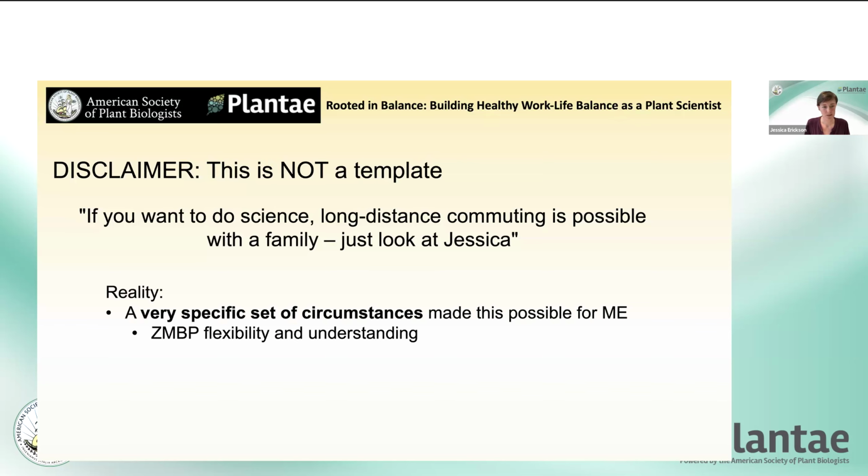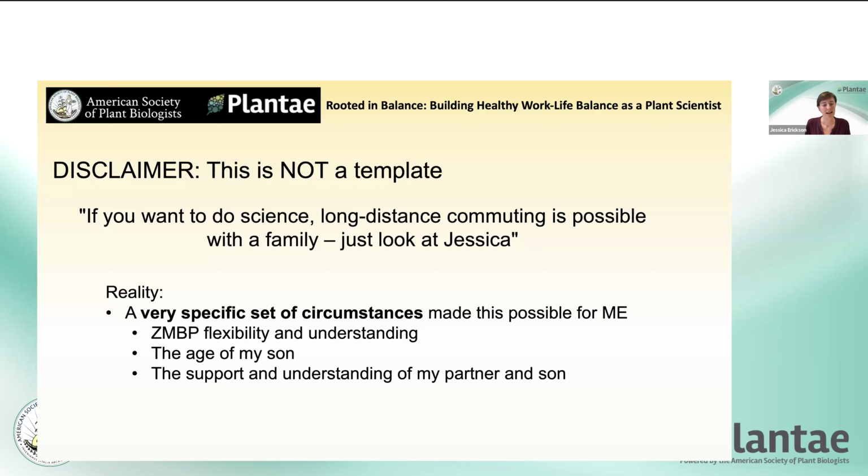So one of them is that the institute I work at, the ZMBP, is incredibly flexible and understanding. So if you don't have flexibility in your work, you won't be able to do something like this. My son is now 11, so if he was 2 or 3, or if he needed me more, then I would not have done this either. And of course, I have unconditional support from my partner, and my son is also at the age where he now understands, and we can talk about these things.